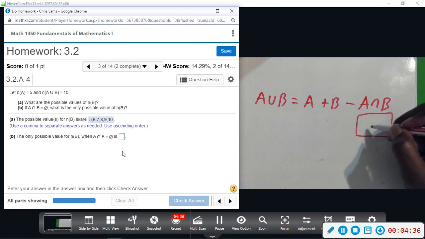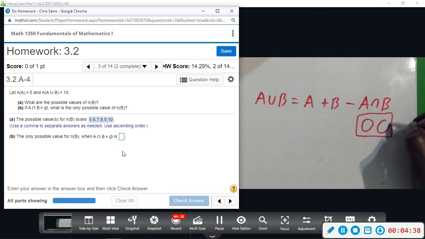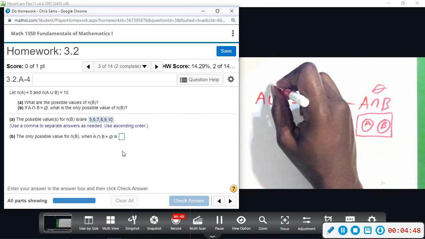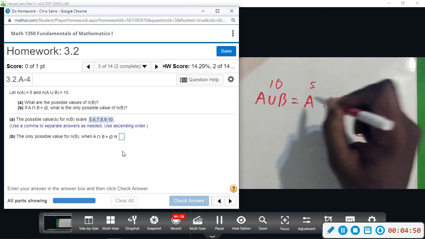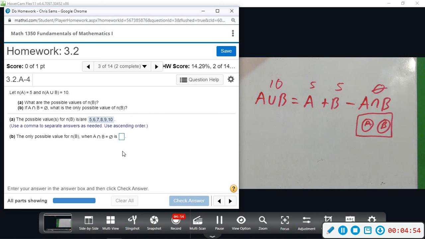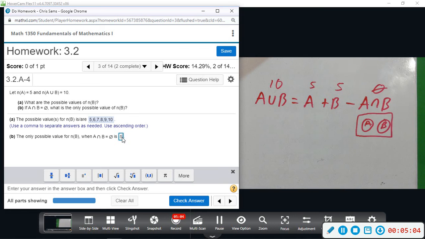And what this diagram is saying is that if A and B have nothing in common, which means we're looking at this scenario here, where they're separate, this is A, this is B, if they have nothing in common, so this is empty or 0, then if this is 5 and we're told that this is 10, when we add these up, this has to be 5. It's the only logical explanation. So this is saying that if this is nothing, if we're subtracting 0, B would have to be 5 in this case.